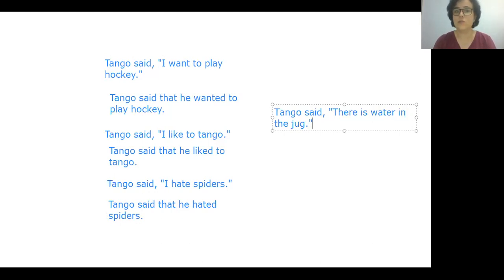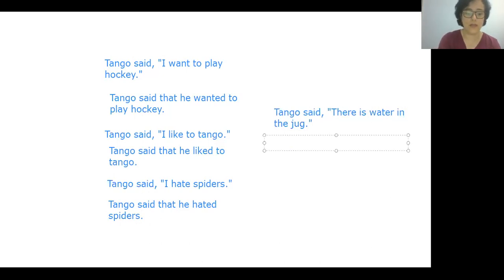Let's convert this to indirect speech or reported speech. So I'll start the same way. Tango said, now don't put a comma, don't put speech marks. That is the universal rule. Just don't do that. Apart from that, what should I do? I have to add "that". Tango said that. Do I use a pronoun? No, because there is no pronoun here. Tango said there is water in the jug. He's not saying I, you, he, she, nothing like that. He's just saying there is water in the jug.